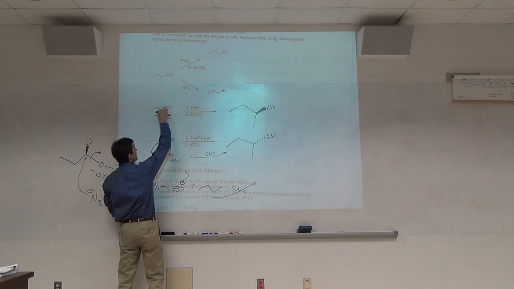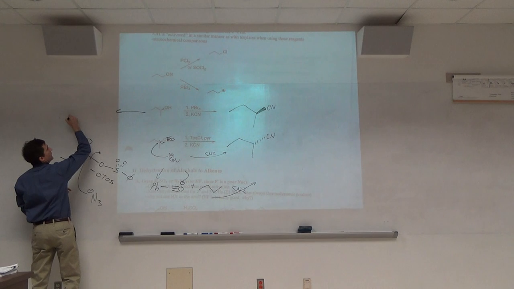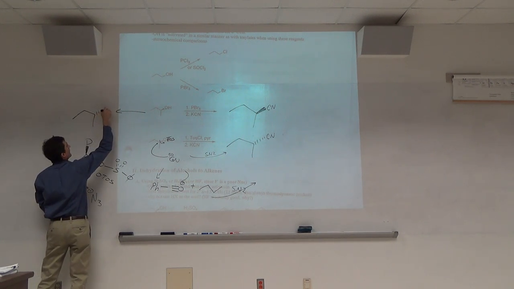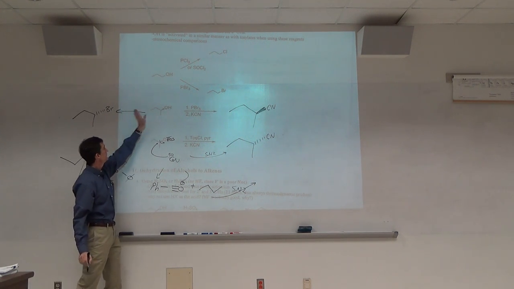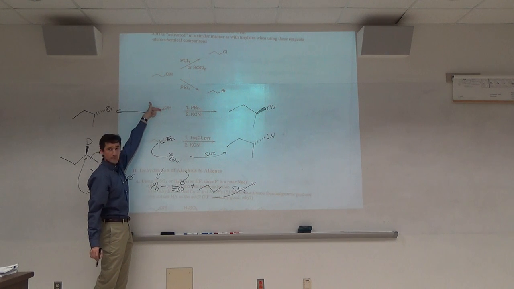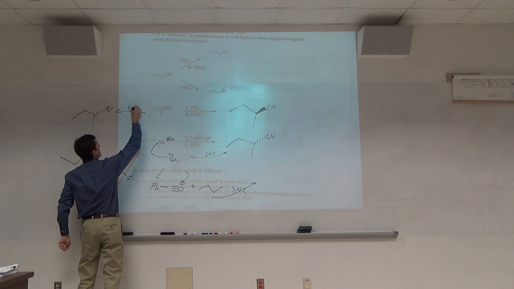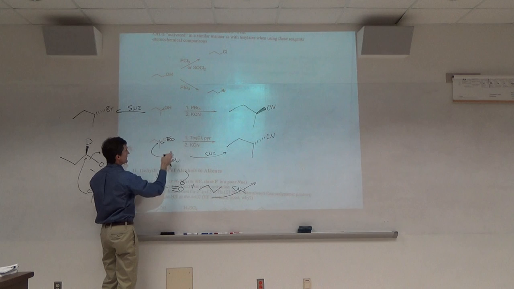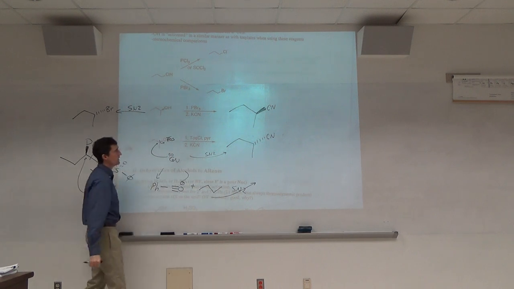Because when you react the alcohol with PBr3, you're replacing the oxygen with the Br. The Br comes in backside there if you look back at the mechanism. And so getting your leaving group there did an inversion. But here, getting your leaving group there did not do an inversion, because the oxygen didn't leave. The oxygen just bound to something over here.